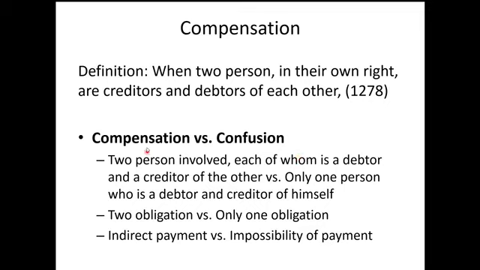Second, sa compensation, there are two obligations. Sa confusion, one obligation lang. And last, sa compensation, may tinatawag na indirect payment. Kasi instead na bayaran kita, bayaran mo ko, let us offset. But in confusion or merger of rights, merong tinatawag na impossibility of payment. Kasi how can the debtor pay the creditor wherein the debtor and creditor are the same person? Iisa lang sila. Kung baga nag-transfer ka lang ng money from one pocket to another pocket.